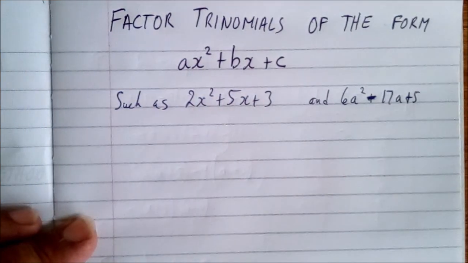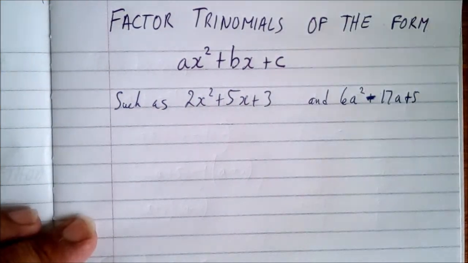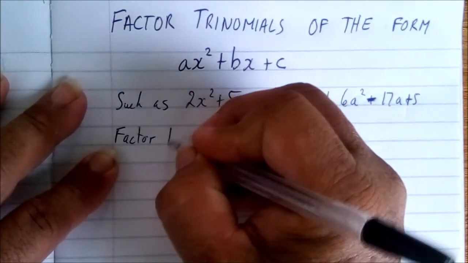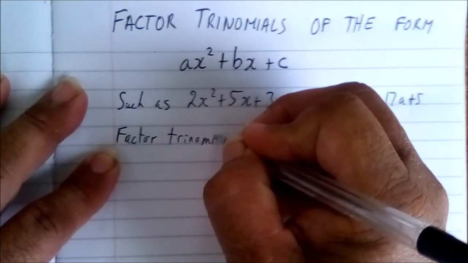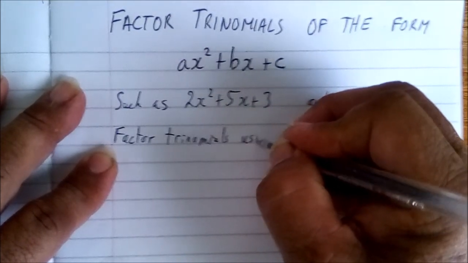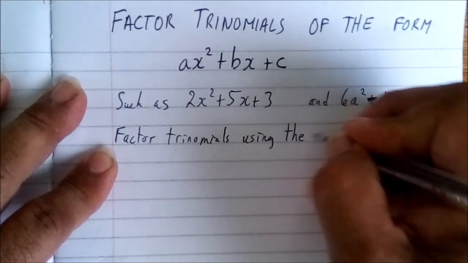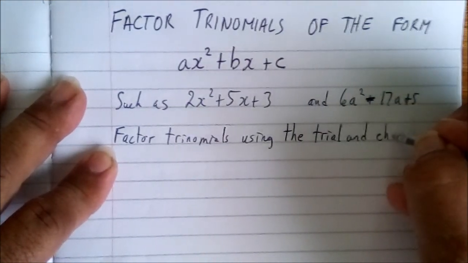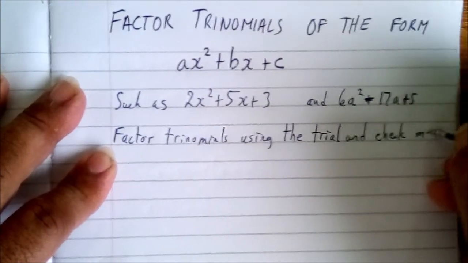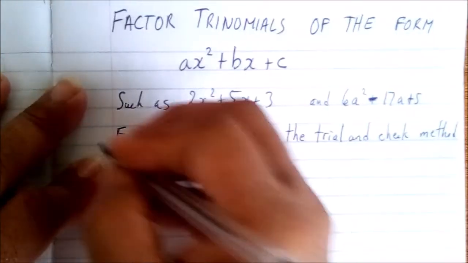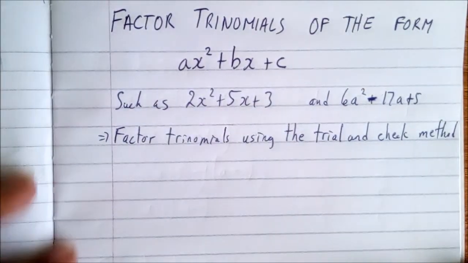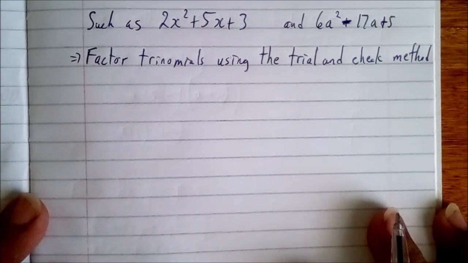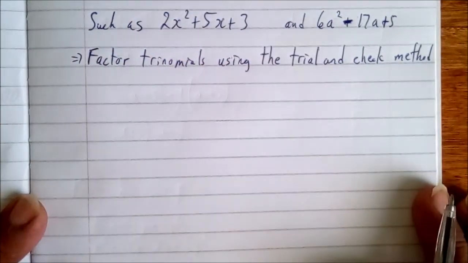Okay, so let's start with this one here, where we are going to factor trinomials using the trial and check method. So that means that you will be trying many values to solve this one here. So let's go a little bit more. I will be using the same two examples that I presented so that we can work with.